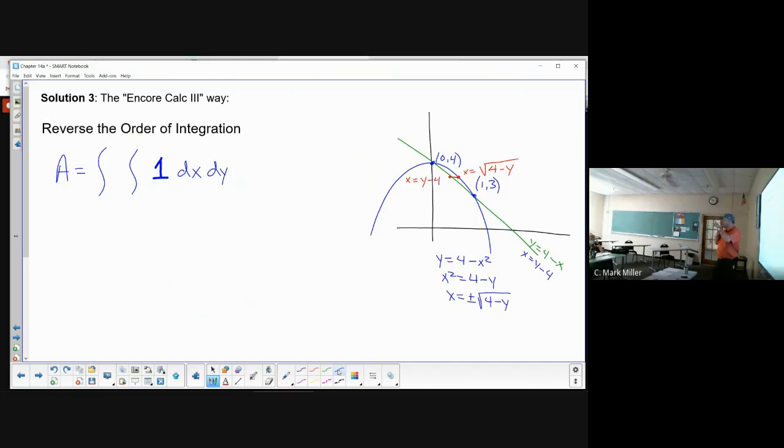So notice the endpoints of my little segment become my bounds of integration. So what's my lower one? My lower one is the one closest to the axis. It's this line again. That happened to be the line in both directions. That isn't always the case. So this is going to be y minus 4. And the top one is square root 4 minus y.